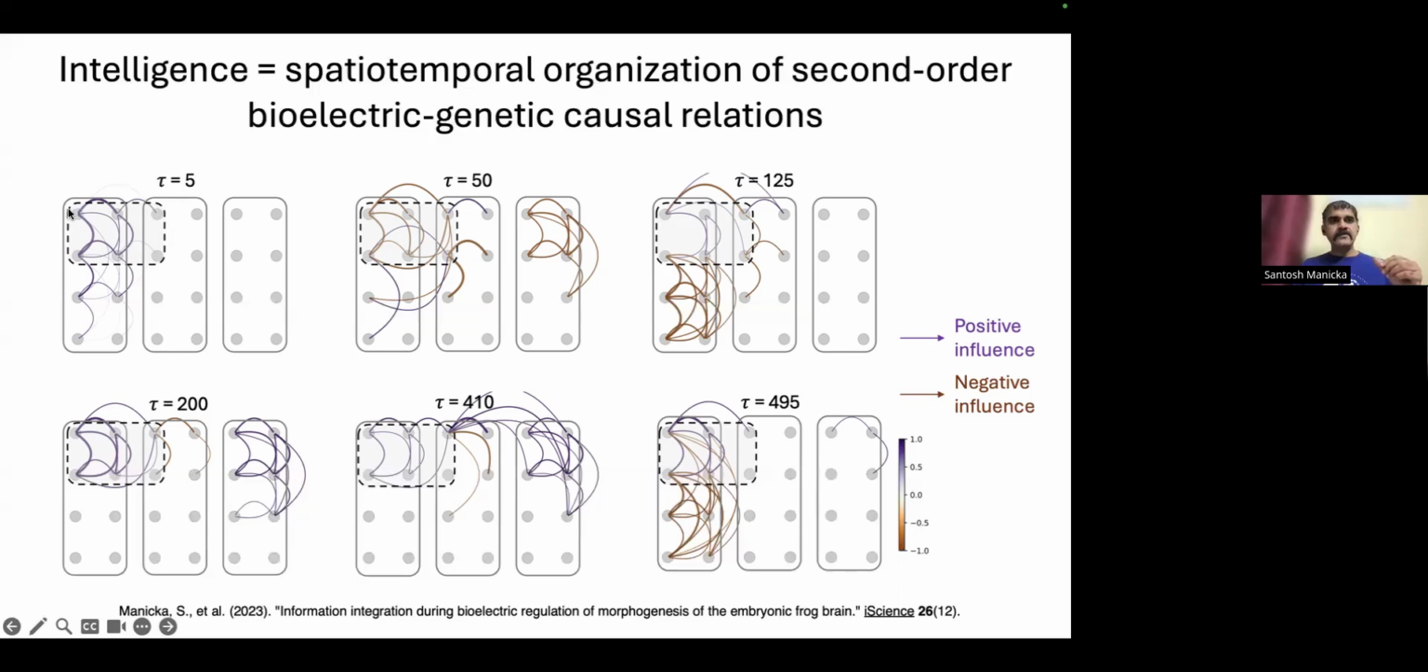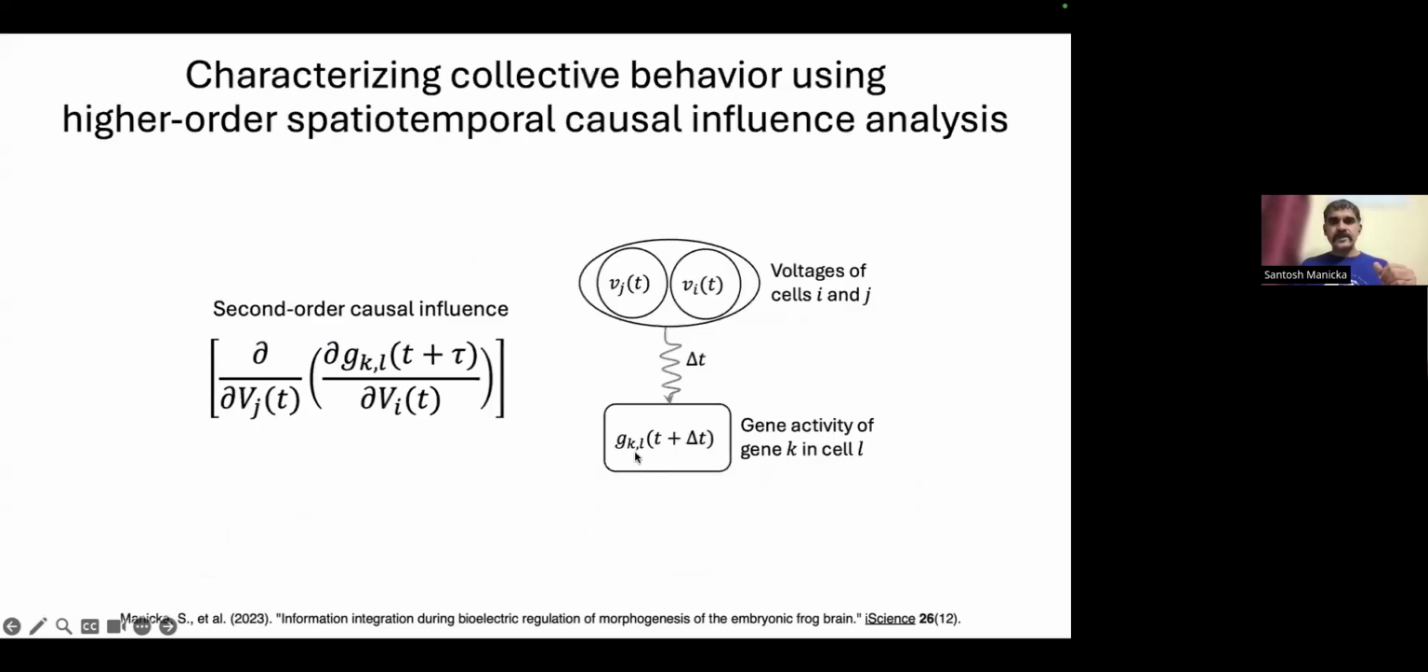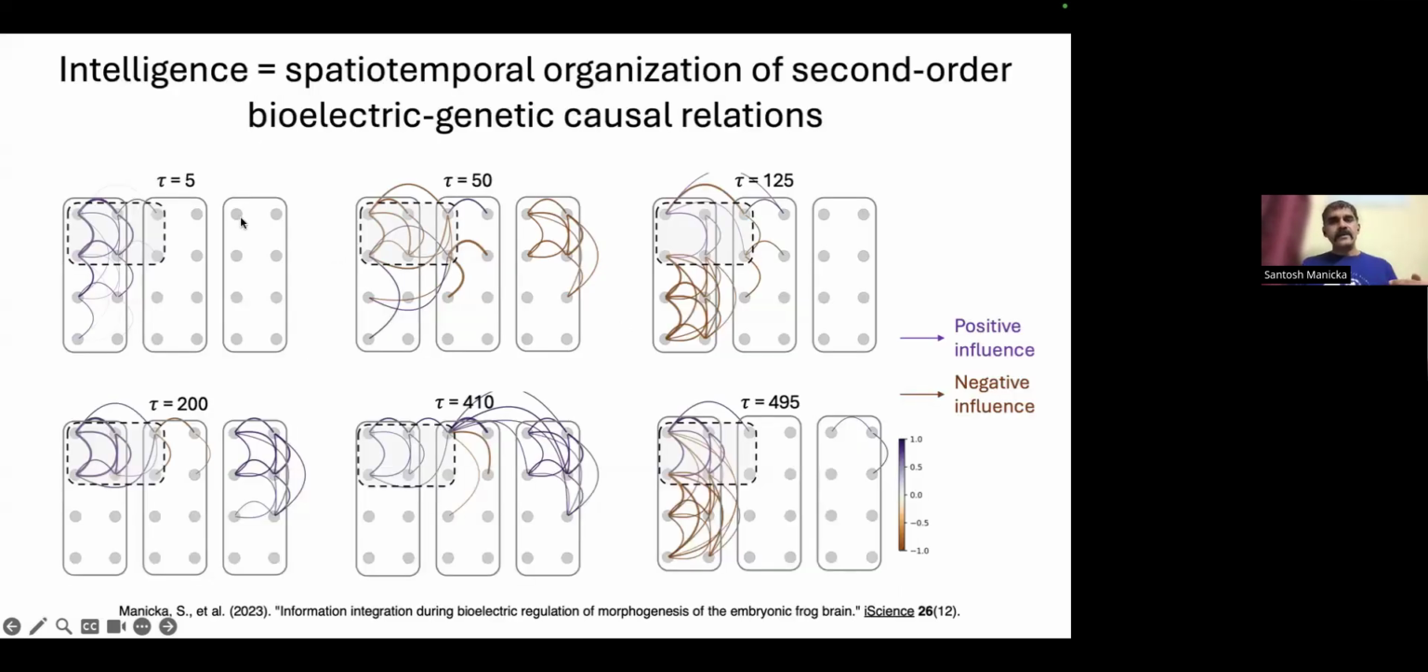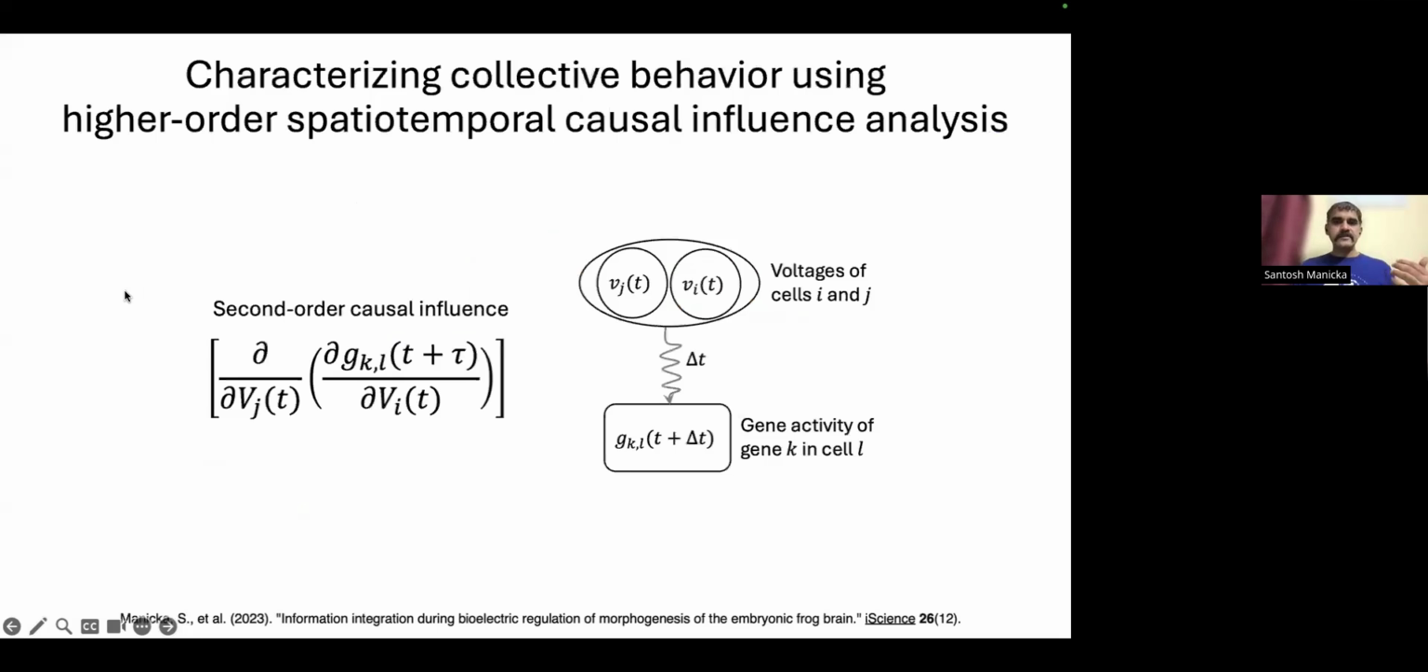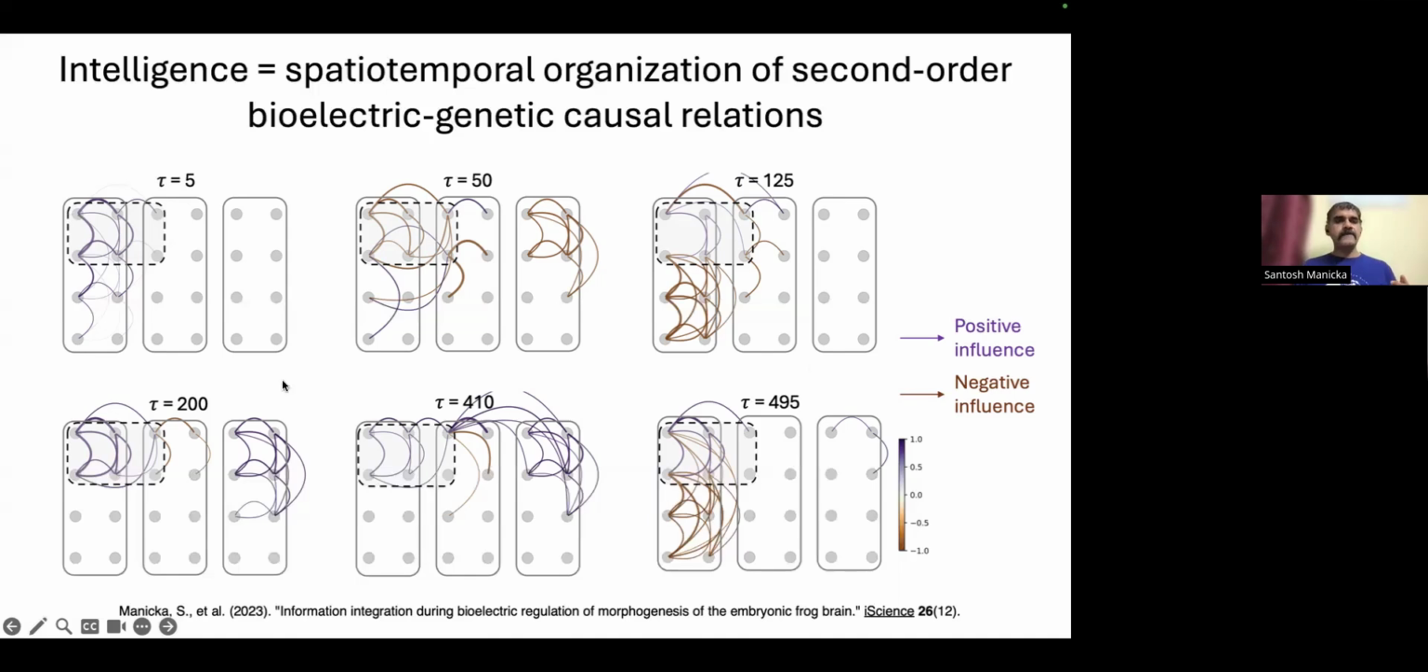So what we did here was, there is a gene that is the target and the source is voltage, right? And due to the four-fold symmetry of the model, we considered only the genes in the top left quadrant of the tissue. And then each edge over here, shown in purple or brown, represents the pairs of cells that's shown in the derivative here, okay? So when we construct this network over different time scales, we see certain patterns emerge.